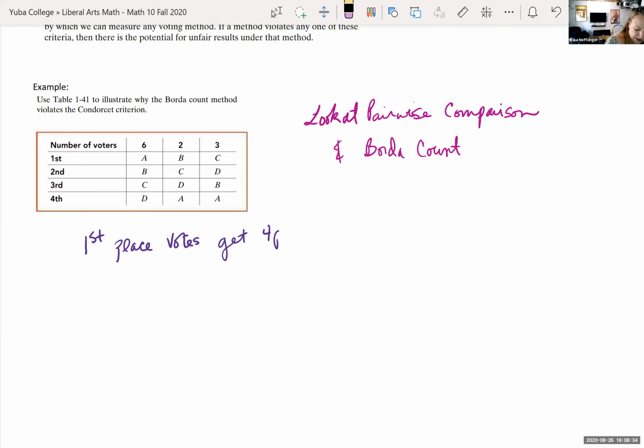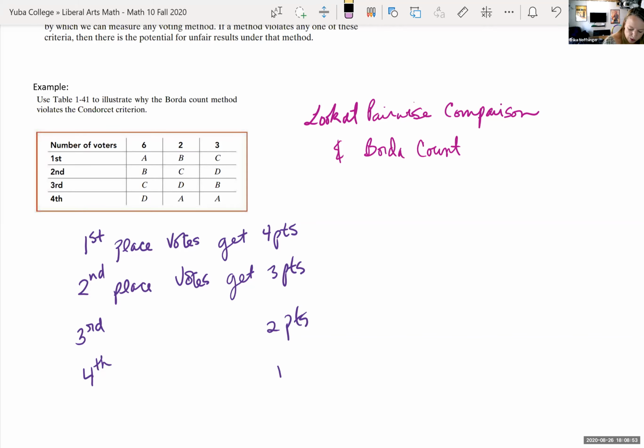So if we look, second place votes get 3 points. Third, just like we had done before, this one gets 2 points each. And 4th place, you were ranked in 4th place, you only got 1 point for each vote in 4th place.